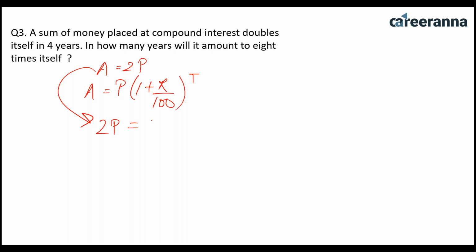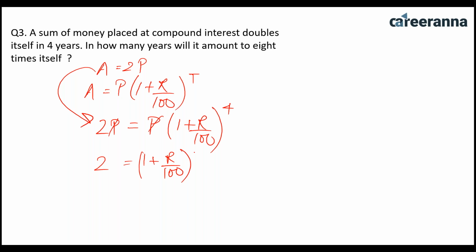2P is equal to, yes, we can solve it logically as well, P times (1 plus R upon 100) power 4. Okay, this P and P get cancelled. This will be 2 is equal to (1 plus R upon 100) power 4, right?